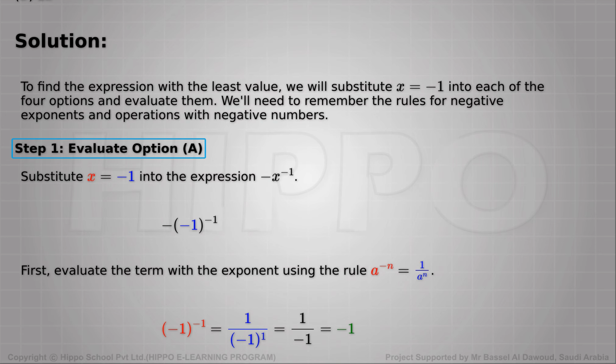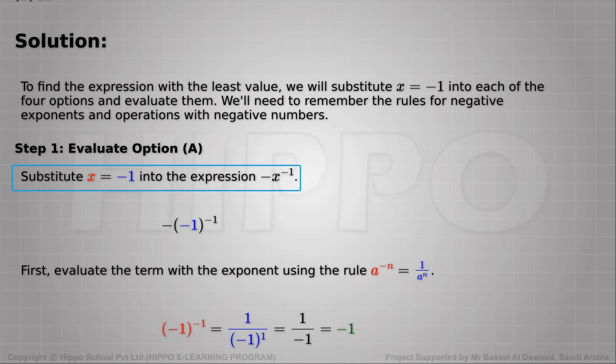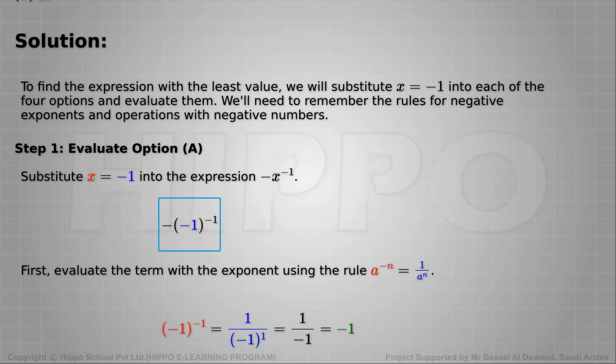All right, let's begin with option A. The expression is -x to the power of -1. As the first step shows, we replace x with -1. It's very important to use parentheses here to keep the sign straight. So the expression becomes negative, open parenthesis, -1, close parenthesis, to the power of -1.